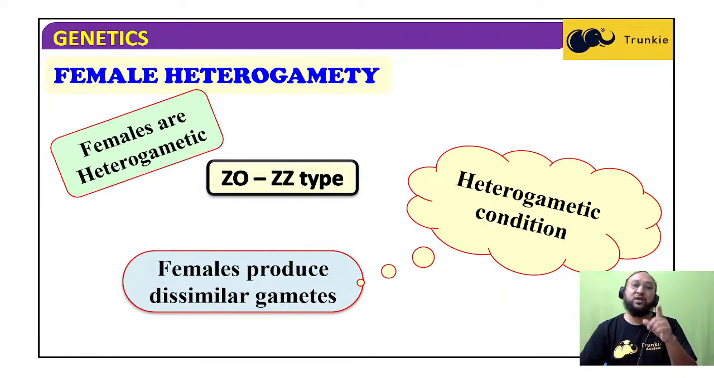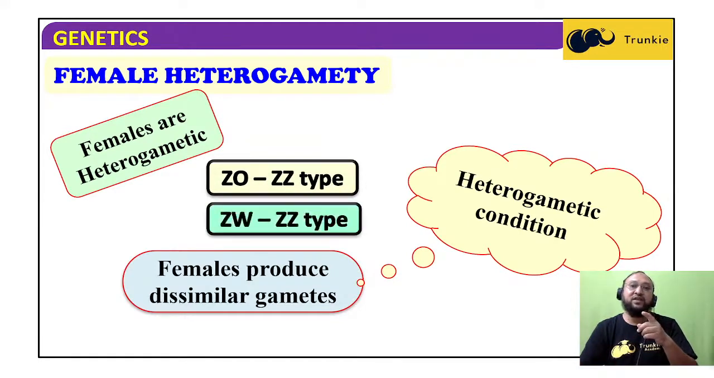So Z0 and ZZ type. In this type, the Z0 is the female and ZZ is the homogametic male. That was the XX and XY type; here, in the case of female heterogametic example, it is the Z0 and ZZ type, just the opposite of what we have seen till now in human beings and Drosophila.